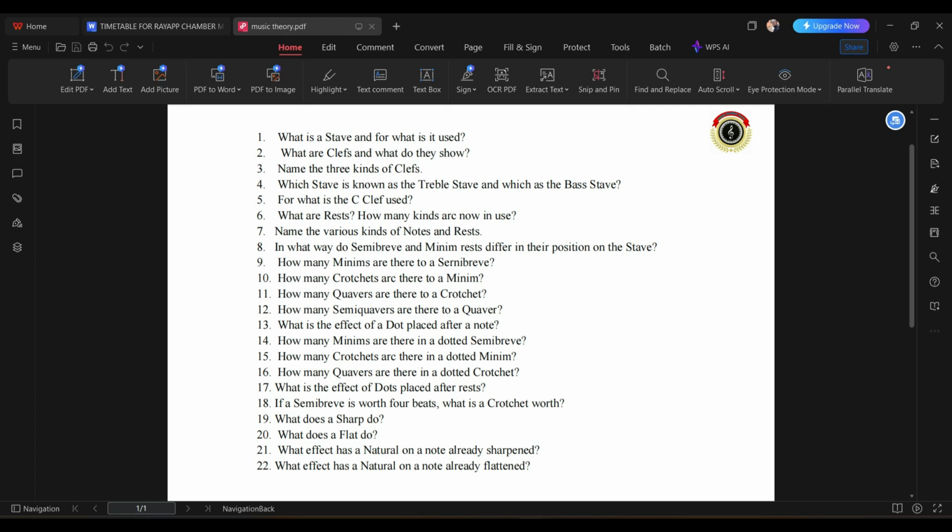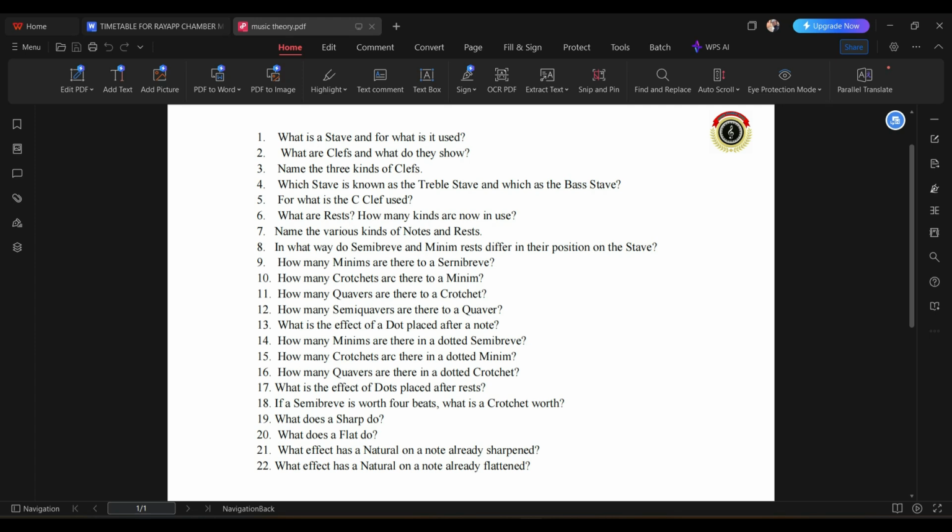So what are rests and how many kinds are now in use? Okay, who wrote these questions? Okay, so I'll say a rest is an expression by making use of occasional silences. Rest, expression by making use of occasional silences.